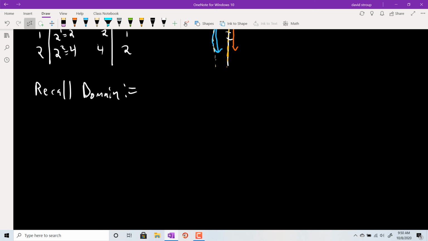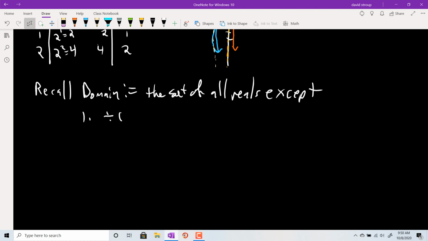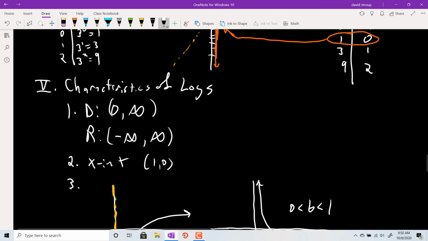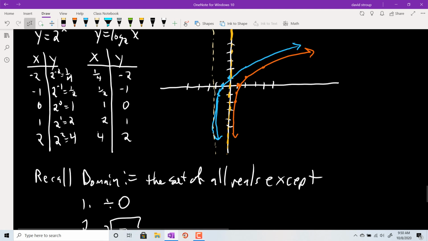The domain is the set of all real numbers except the numbers that cause division by 0 and negatives under a radical. But now we're going to have a third thing to watch out for. Basically, we need to make sure that whatever's inside the log is greater than 0. If you look at the domain of the log, it's all real numbers greater than 0. You can't take the log of 0, but anything above 0 is fair game.